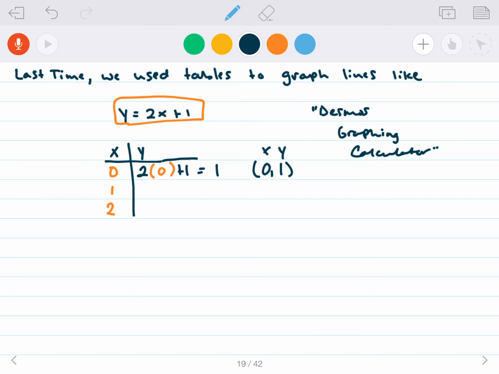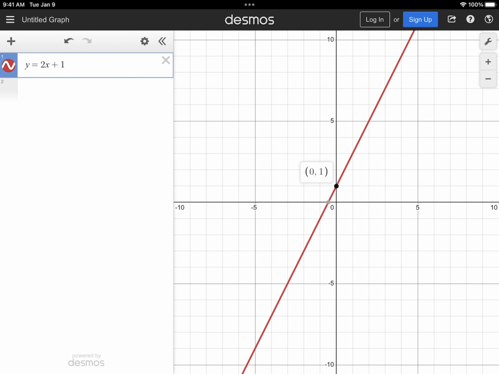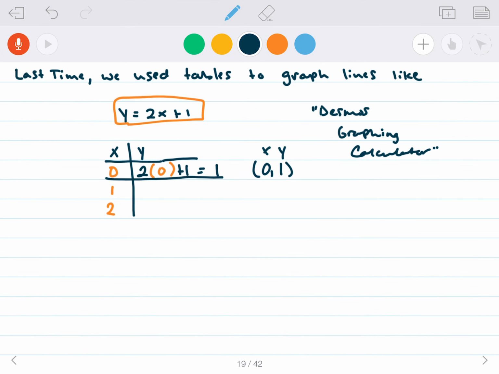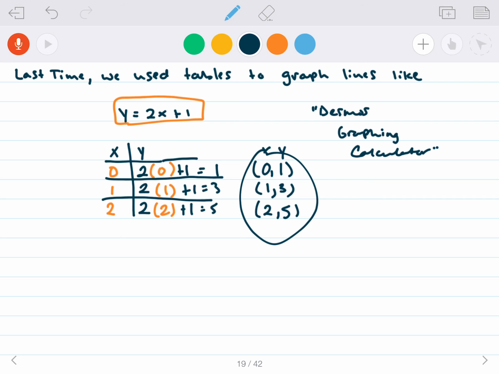And we could even confirm that by seeing it right here. We can literally click on it, 0, 1, that point is on the line. Okay, so that's how we got our ordered pairs. So with 1, we would do 2 times 1 plus 1, and that would give us an output of 3, so that would be 1, 3. And then we could do 2 times 2 plus 1, and that would give us 5. So that would give us 2, 5. So all of these points are on the line. You should check on Desmos to confirm that's the case.